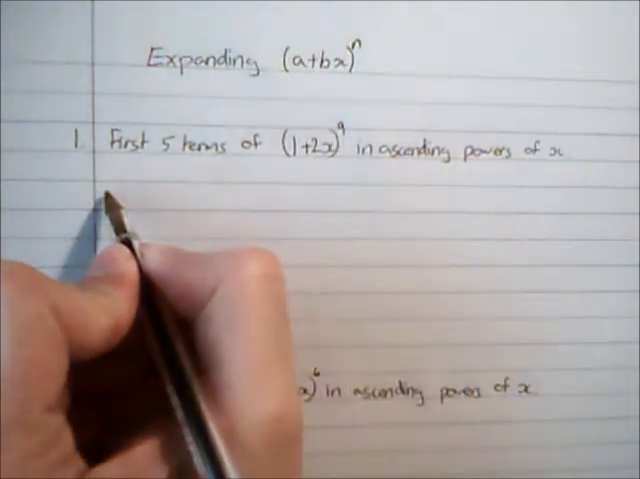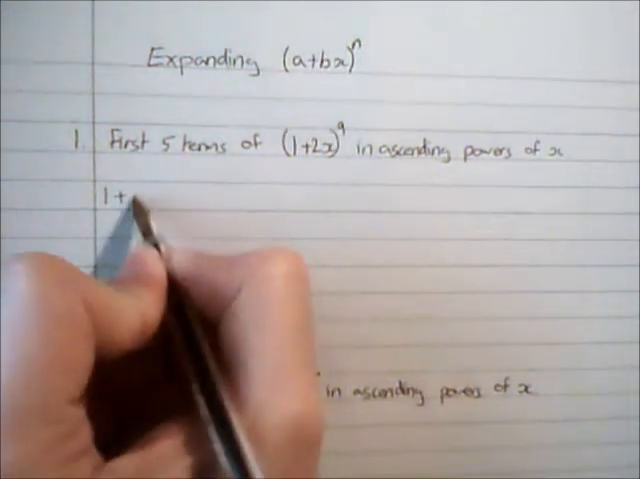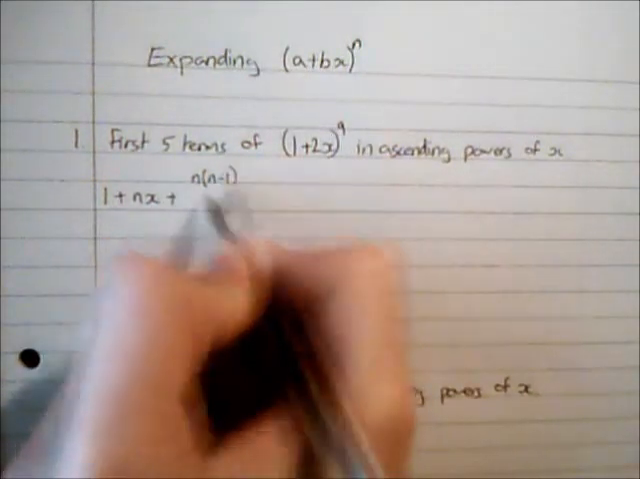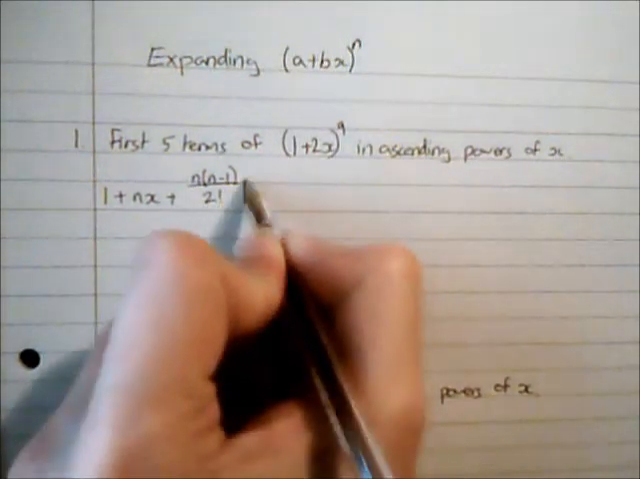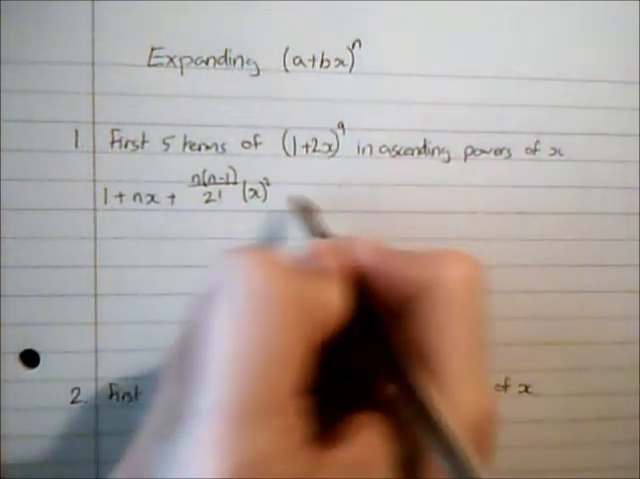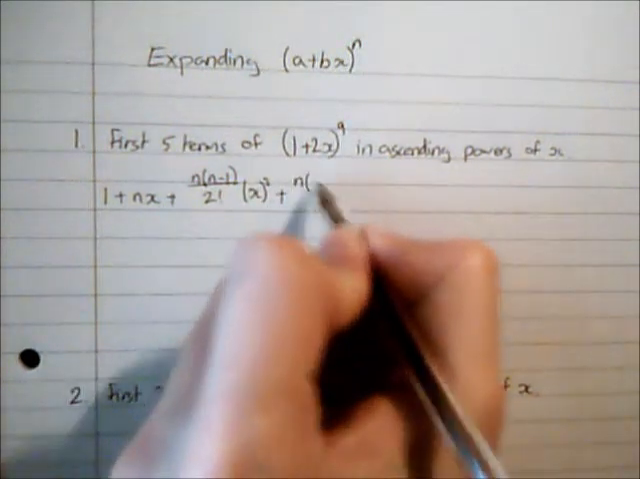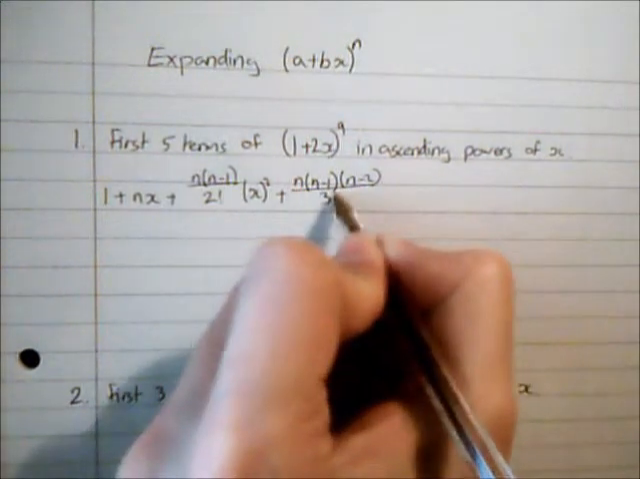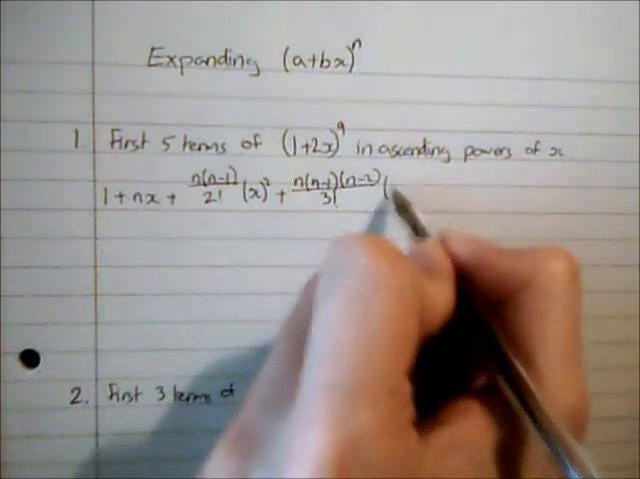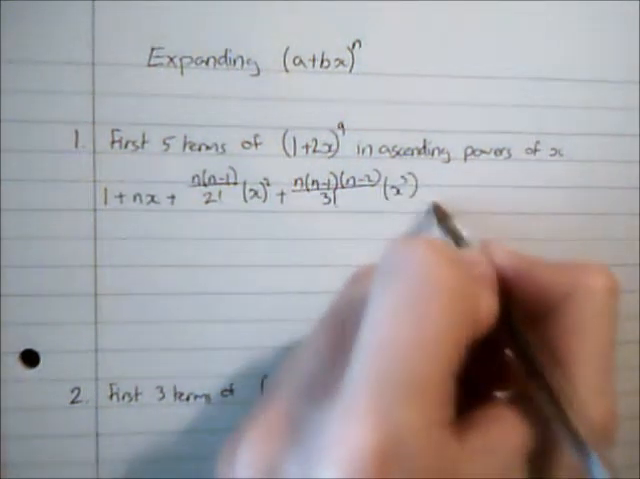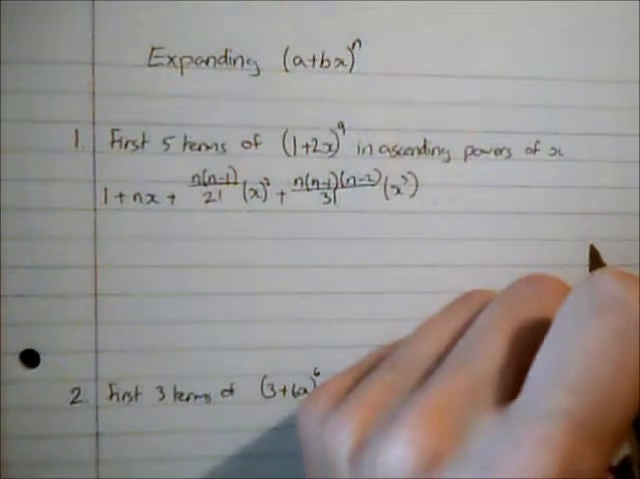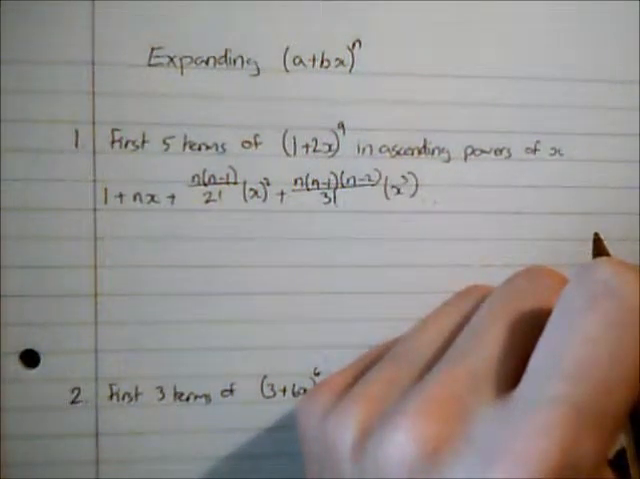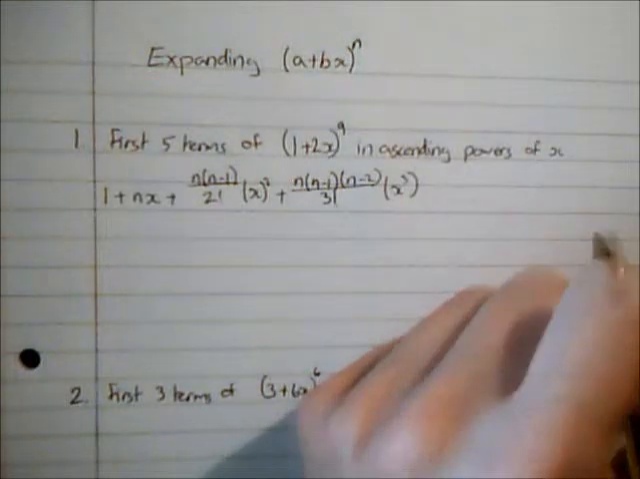And we can use an expansion which is 1 plus nx plus n lots of n minus 1 over 2 factorial x squared, add n lots of n minus 1, n minus 2 over 3 factorial x cubed, and so on and so on. And we can build it up this way. So we're going to use that for this particular example.